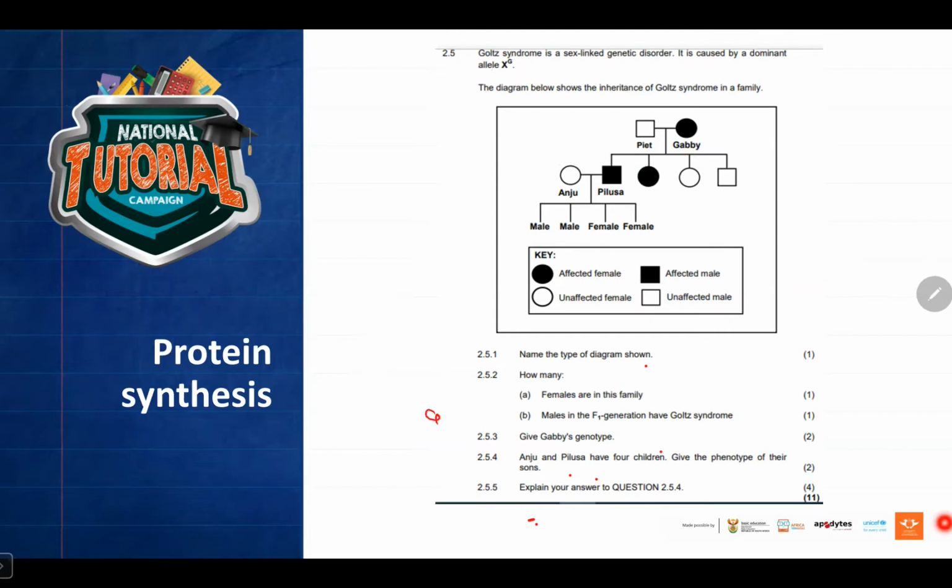So our last one has now gone away. But if you write that out, the answer is, how many sons will they have? All of their sons will be unaffected. So all of their sons will be healthy.